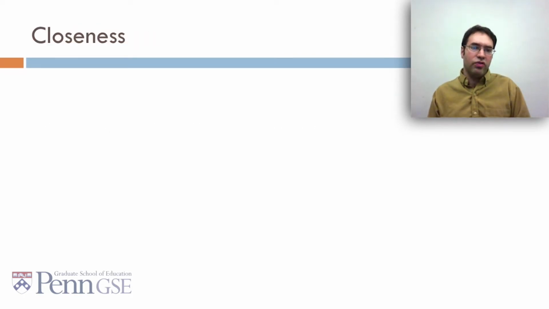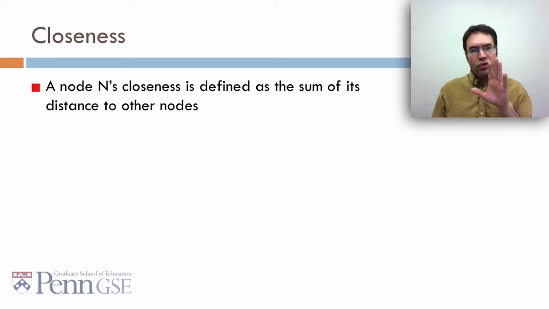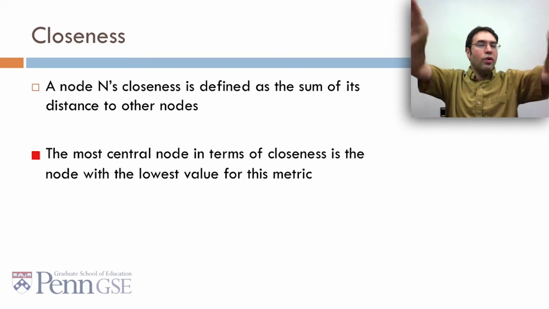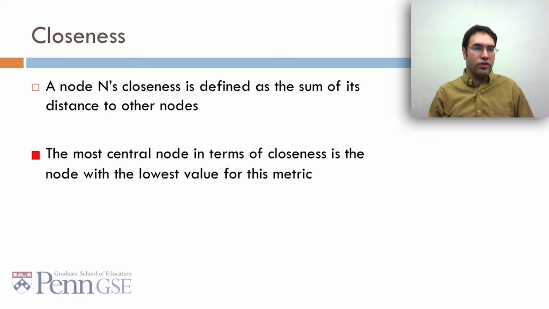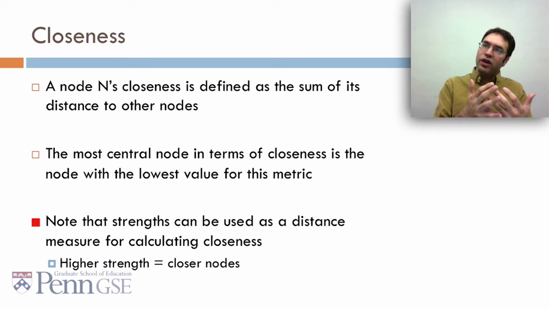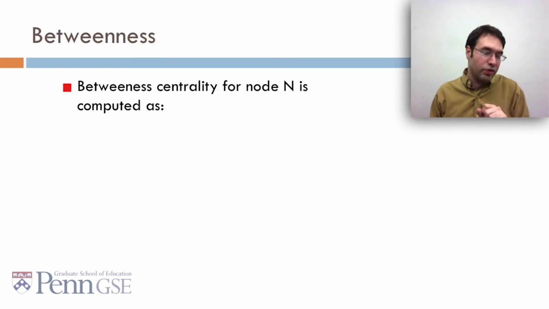A second measure of centrality is closeness. A node's closeness is defined as the sum of its distance to other nodes. The most central node in terms of closeness is the node with the lowest value, the node with the lowest average distance to everything else. Now you might note that strength can be used as a distance measure for calculating closeness. In other words, if you have strength on your links, you could actually use this information and say that higher strength is closer nodes.